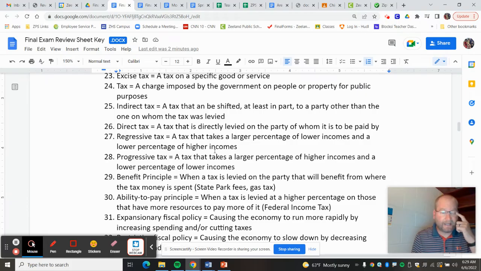A direct tax, that's a tax that is directly levied on the party by whom it is to be paid. So that's like our federal income tax. Can't shift those to anybody else. I get my federal income tax on the income that I make. I have to pay it.